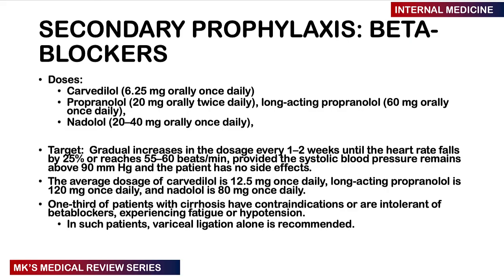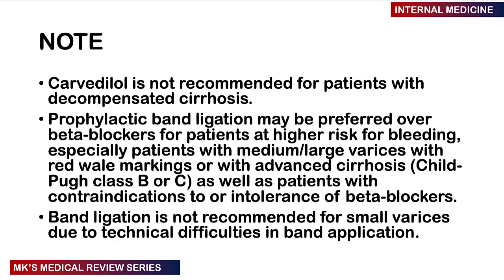And remember that your blood pressure must remain above 90 millimeters of mercury. Then the average dose is about 12.5 milligrams of carvedilol once a day, or long-acting propranolol about 120 milligrams per day, or nadolol 80 milligrams per day. And remember that 1/3 of your patients with cirrhosis are going to have contraindications, or are not going to be quite tolerant to beta blockers. They may have fatigue. They may also experience hypotension. So these patients are the ones that you recommend for banding, variceal ligation.